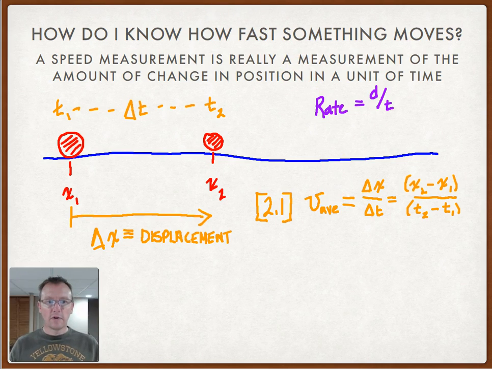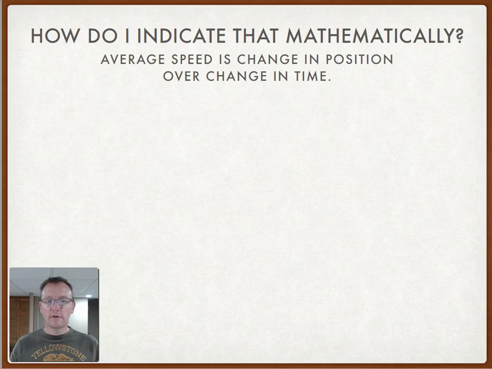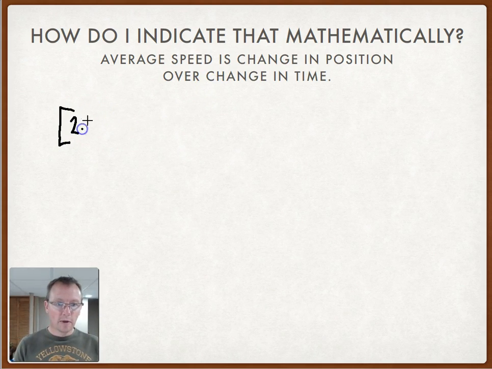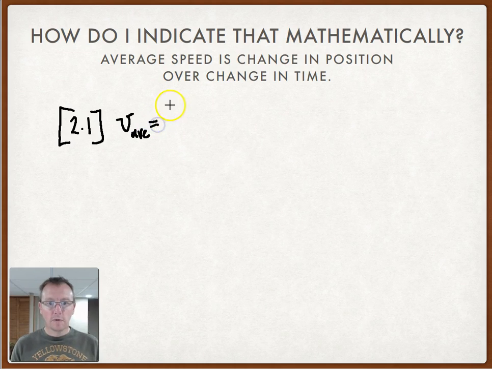So let's take a look just for a second here at the next slide, which is asking us again, how do you talk about that mathematically? Well, I just gave you the formula, so I'm going to go ahead and write that again, just so we can refer back to it for a second. Again, that formula was 2.1 on our formula sheet, and the speed, it's the average speed, is equal to change in position, or the displacement, divided by the change in time. There we go.